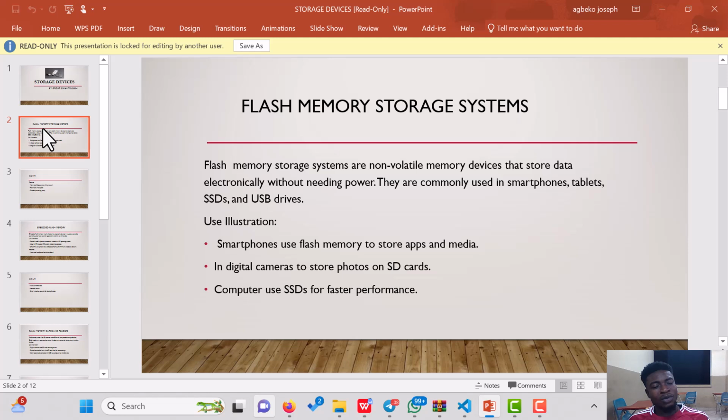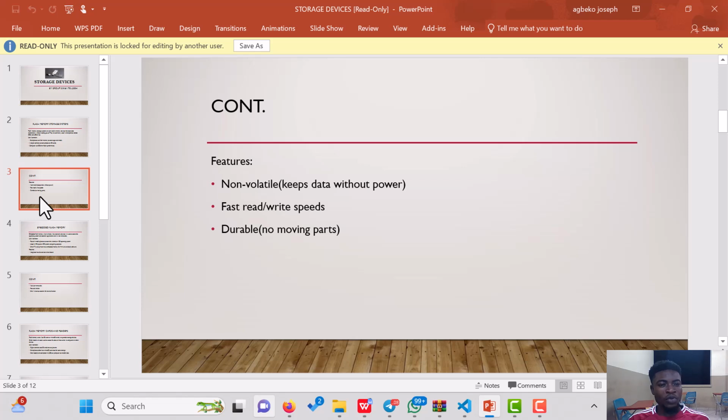The next slide talks about some of the features of the flash memory storage system. So we have three features here, and we are going to take them one after the other. So we have non-volatile, as has been discussed on the previous slide. We said non-volatile meaning keeps data without power. So they save information without power.